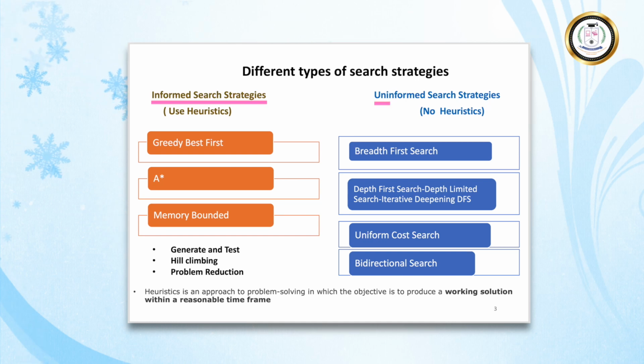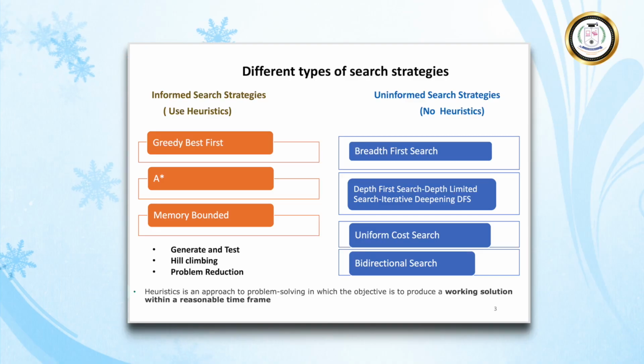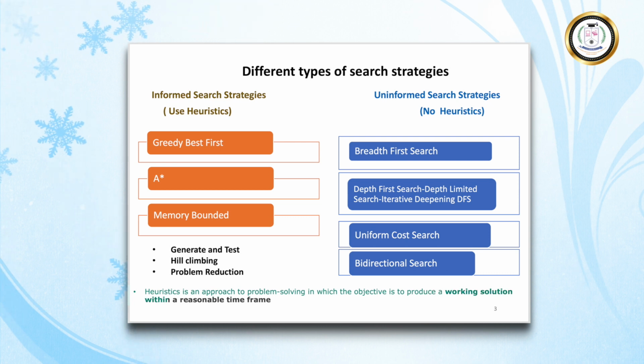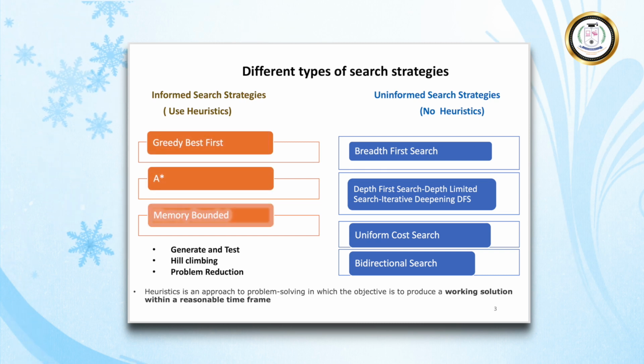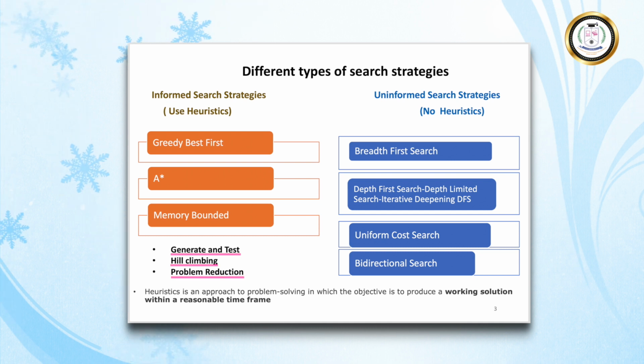There are two types of search strategies available: informed search strategies and uninformed search strategies. Informed search strategies are based on heuristics algorithms. Heuristics is an approach to problem solving in which the objective is to produce a working solution within a reasonable time frame. Major types of informed search strategies are greedy best first, A star algorithm, memory bounded, and also generate and test, hill climbing, and problem reduction algorithm.